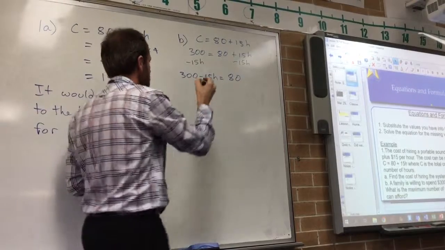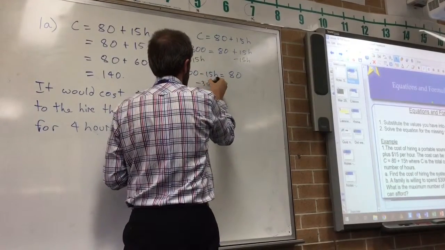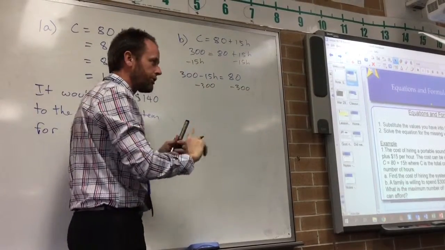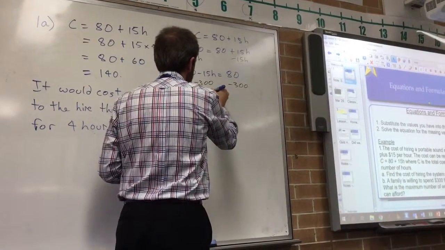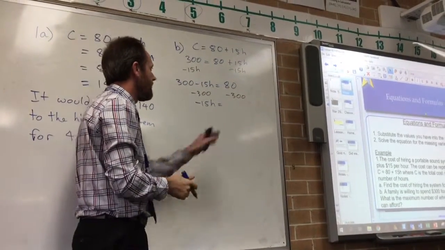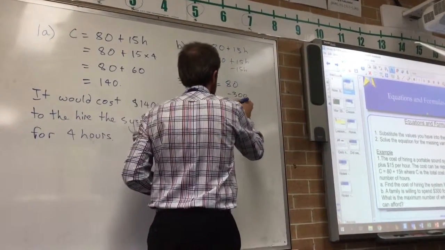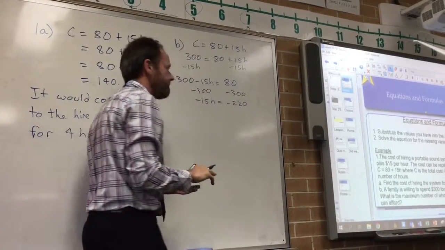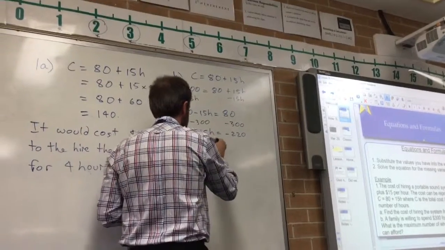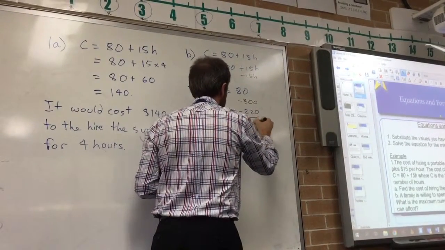We then need to take the 300 away from both sides. I know this doesn't look nice, but this is the process I'm suggesting you follow to make sure it works. 80 minus 300 is negative 220. I then divide by negative 15 because I just want 1H.